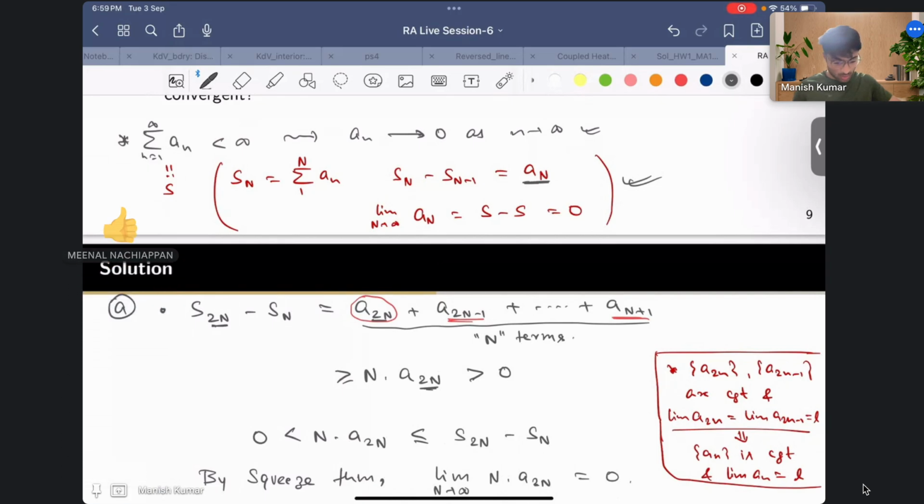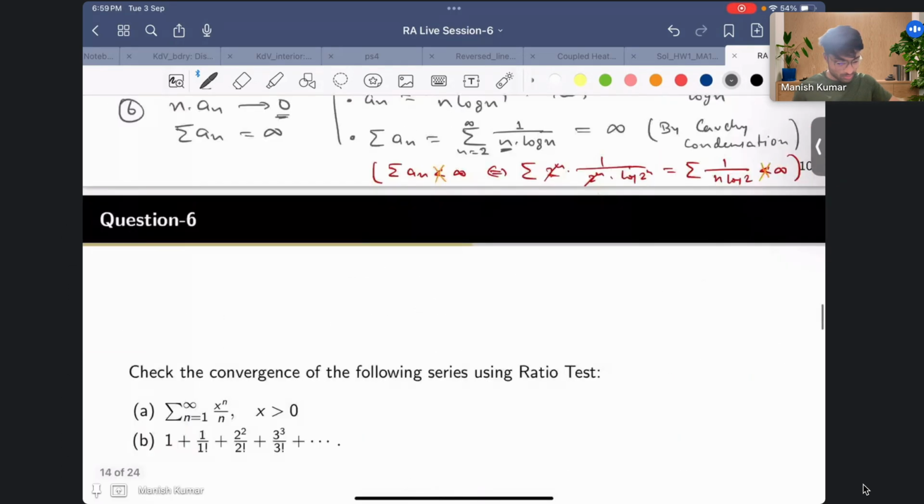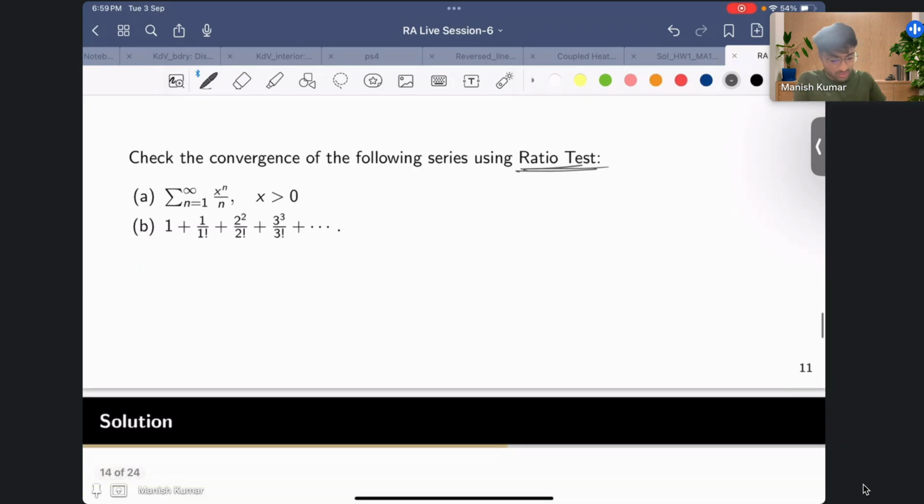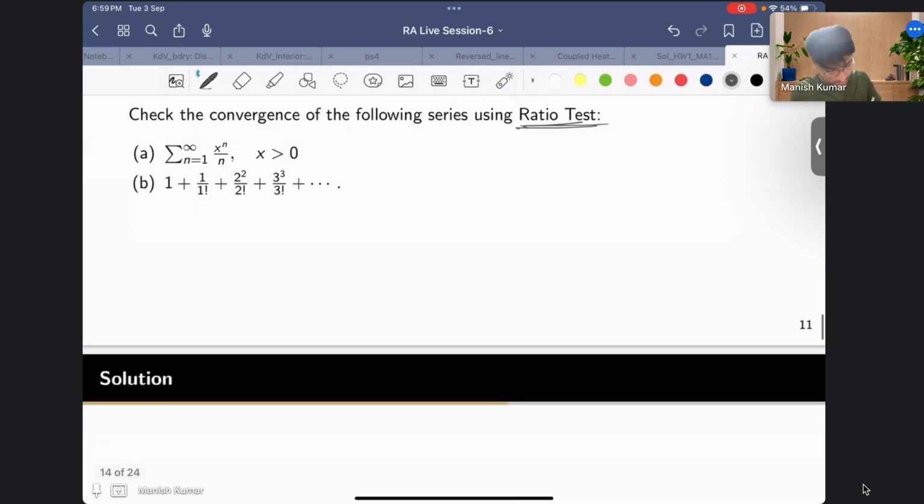Okay, so now let's move to the sixth problem. So over here you have to check the convergence of this kind of series. Although I have mentioned here that you use the ratio test, if you can think of some other test, then that is also possible. Okay, so over here we will try to use the ratio test. So let's begin with the first problem.